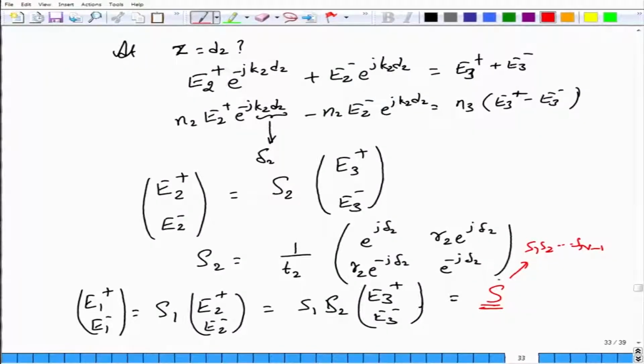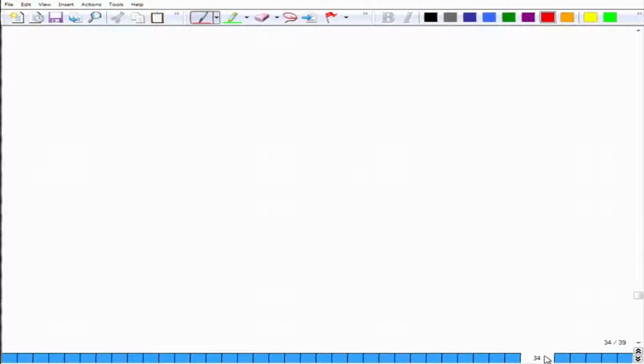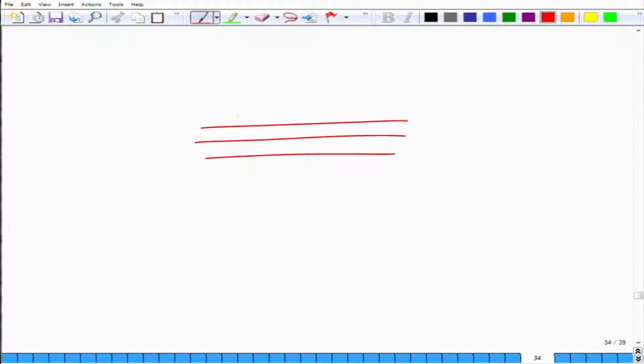The structure of the matrix S is very easily written down here. For S1 we have written it, S2 we have written it, and for S3 you can very easily write it as 1 by T3 e to the power j delta 3 and so on and so forth. This overall S matrix will be a 2 cross 2 matrix, and therefore you can even write it as A, B, C and D. So you might have multiple layers out there.